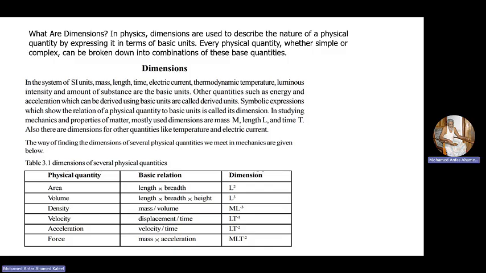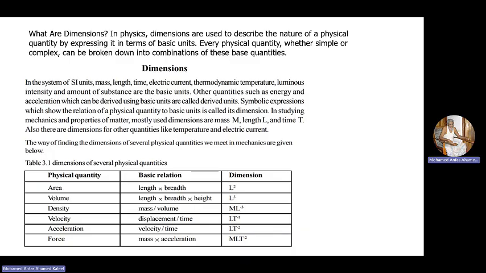The other quantities such as energy and acceleration, which we can derive from the basic SI units, are called derived SI units or derived units. The symbolic expression which shows the relation of a physical quantity to the basic units is called its dimension.